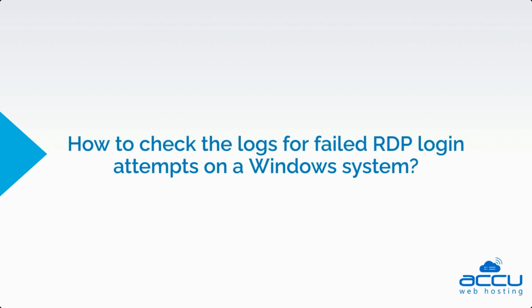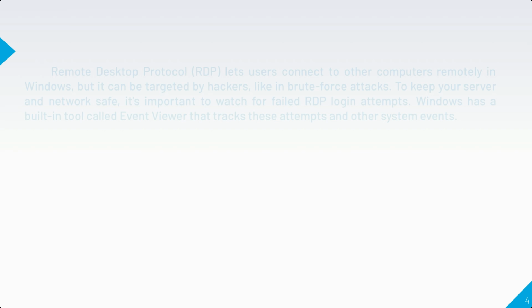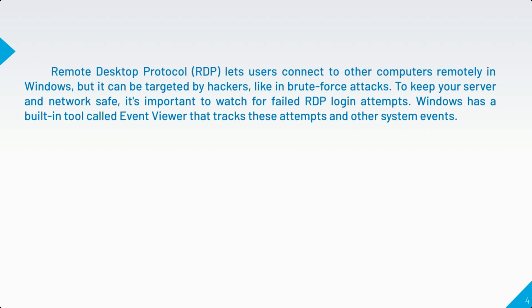Today, we will see how to check the logs for failed RDP login attempts on a Windows system. Remote Desktop Protocol, RDP, lets users connect to other computers remotely in Windows, but it can be targeted by hackers, like in brute force attacks. To keep your server and network safe, it's important to watch for failed RDP login attempts. Windows has a built-in tool called Event Viewer that tracks these attempts and other system events.